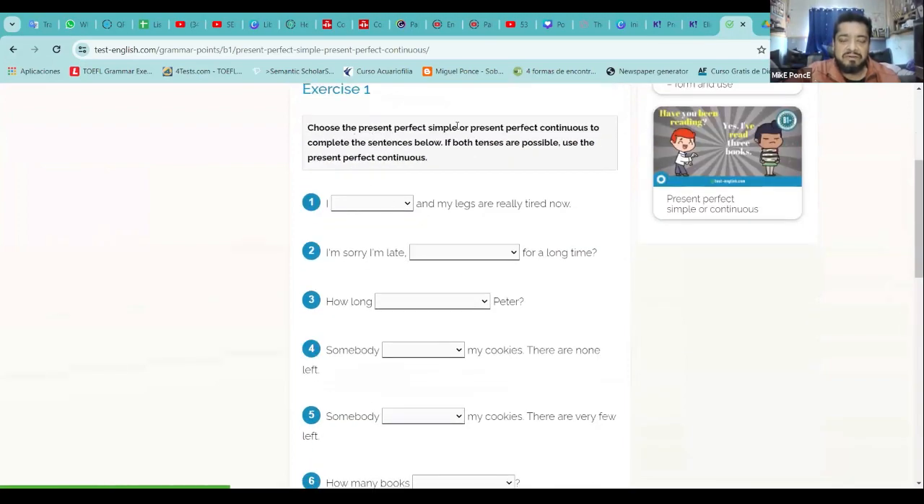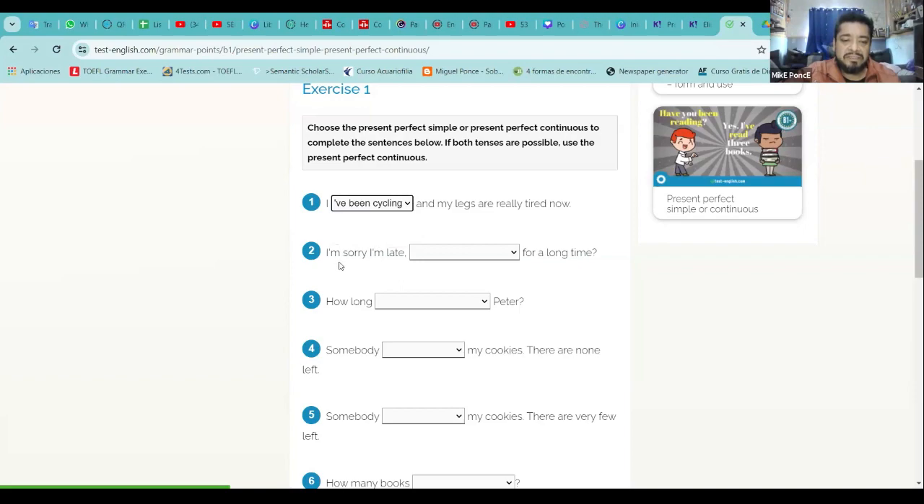Exercise 1. Choose the present perfect simple or present perfect continuous to complete the sentences below. If both tenses are possible, use the present perfect continuous. So what we have to do here is to check. Number 1, I blank and my legs are really tired now. So I've been cycling and my legs are really tired now, or I've cycled and my legs are really tired now. Well, in this case, you have to select the correct option. If you consider it's I've been cycling, you click there, or I've cycled, you click here, right?